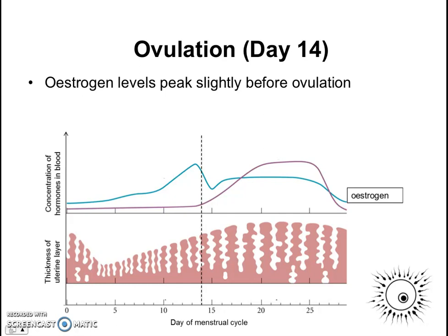Now if we look at our hormone and uterine lining diagram, you will notice, as I've mentioned, that during ovulation, the estrogen levels will peak slightly before ovulation. So estrogen will rise and rise and rise. It will peak, and just right after that peak, ovulation will take place.